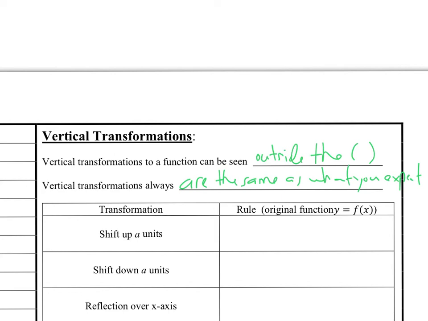So to shift f of x up a units, we're just going to add. And since it's vertical, it's VOY, so it should be outside the parentheses and affecting the y. So it should be f of x outside parentheses. We want to shift up. It behaves as we expect, so it's plus a. If I want to shift it down a units, it's going to be f of x minus a.